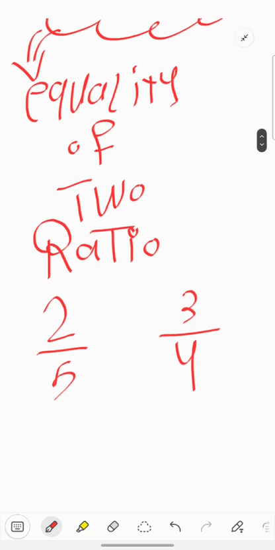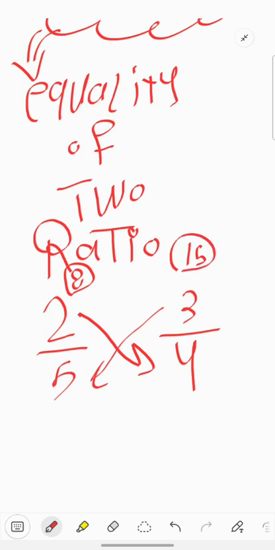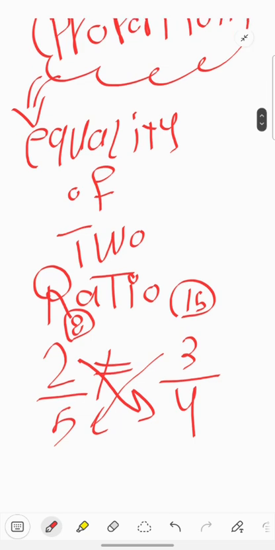So how to get it? First, as a fraction, we need to use the cross: 2 times 4 and 3 times 5. So 2 times 4 equals 8 and 3 times 5 equals 15. So of course the two ratios are not equal and the relation is not a proportion.